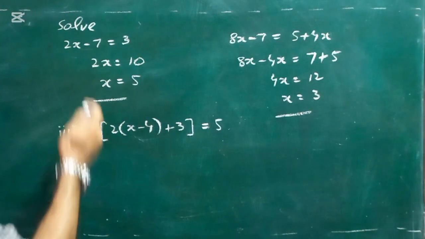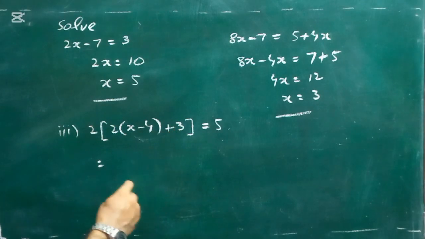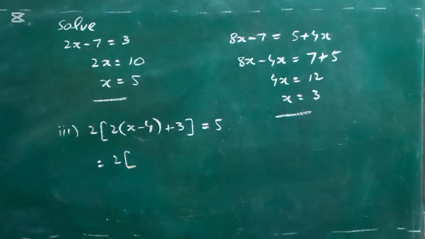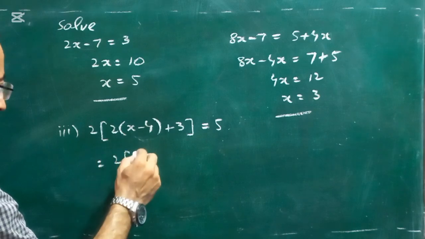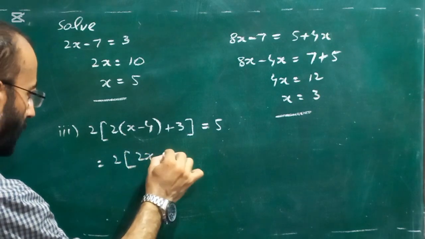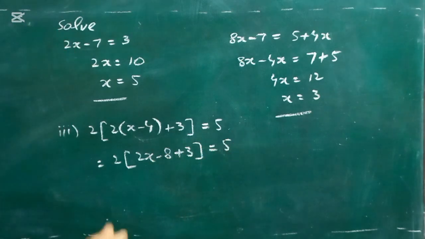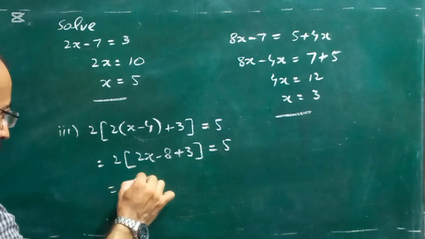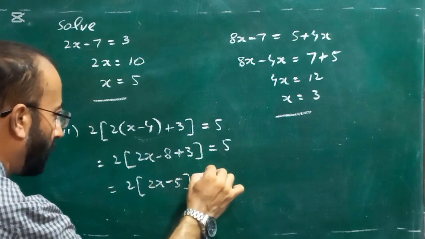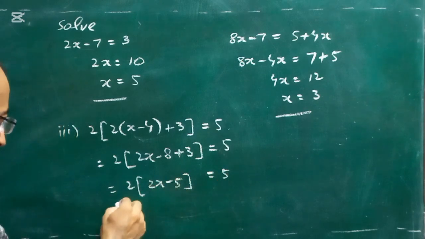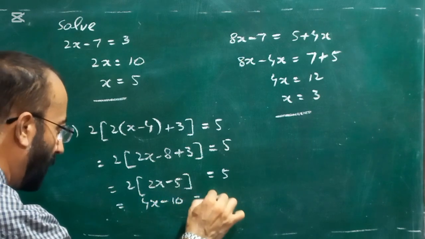Here is another question. The statement is the same, that is solve. First we will open the small bracket, and after that the capital one. So this 2 and the capital bracket will remain the same, because the small bracket will be opened first. So 2 is going to be multiplied inside, so 2x minus 8. This plus 3 will remain as it is. Plus bracket is there, 5 is there. So now solve it. 2 into 2x minus 8 plus 3 will be minus 5. Multiply 2 inside the bracket now. It will be 4x minus 10 is equal to 5 now.